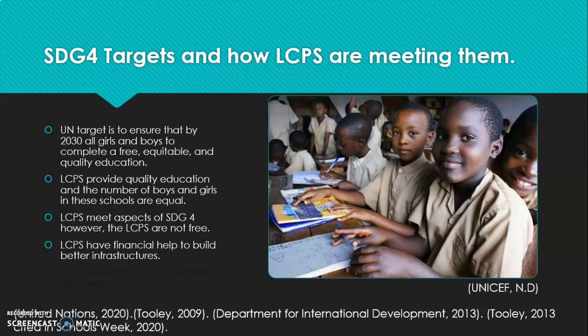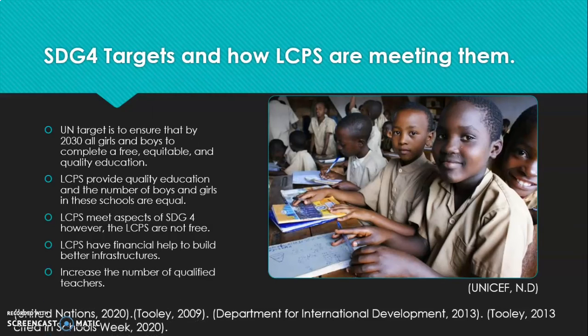A second target is to build and upgrade low-cost private schools' education facilities to allow effective learning to take place. The government in 2013 was working with low-cost private schools to deliver quality education and to build better infrastructures. Furthermore, it has been set out that this is where the financial support should go to ensure that children are learning in a safe environment.